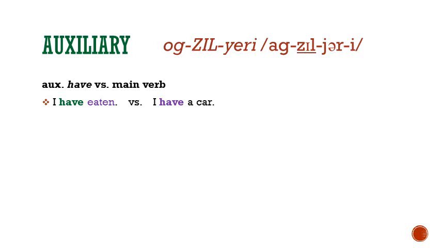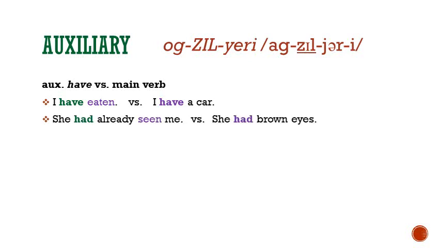Those are in present tense. The first one is I have eaten, that's present perfect. The second one is I have a car, which is present simple. Now we have past perfect, she had seen me, and past simple, she had brown eyes. And this is one where we can't really say she owned brown eyes, but it is the main verb there nevertheless, and it's the only verb in the sentence.